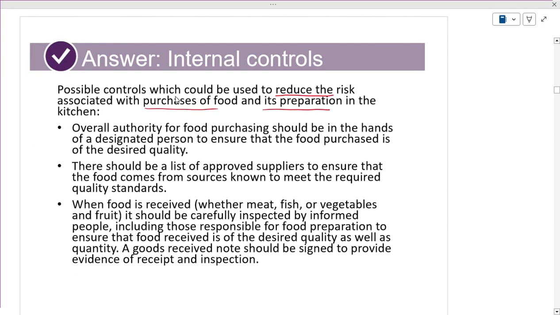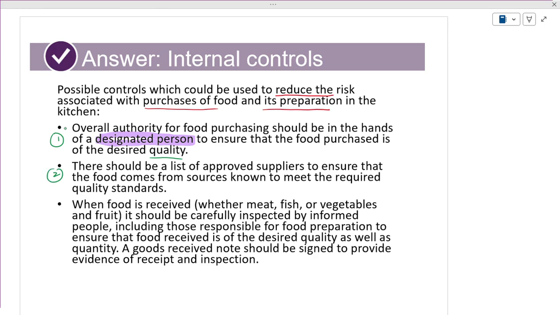Now, when you are talking about reducing the risk in the examination, you have to write like this only. Overall authority for food purchasing should be in the hands of a designated person. A responsible person has to place the order, responsible to ensure that food purchase is as per the quality. Any doubt anywhere, just ask me. It is very simple English; you can write in your own words. Overall authority for food purchasing should be in the hands of a designated or responsible person, to ensure that the food is purchased as per the quality.